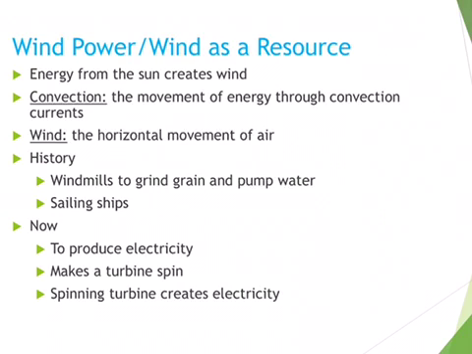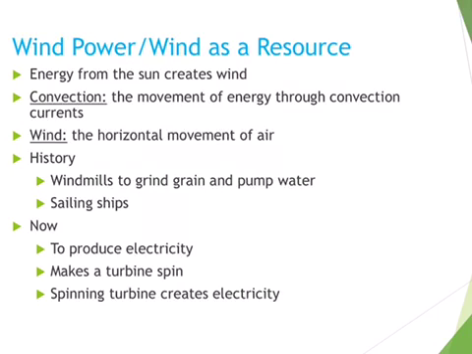Our next type of energy we're going to talk about is wind power. And this is energy from the sun can create a wind. This is because it creates a convection current. This is the movement of energy through convection currents. And so wind is just the horizontal movement of air.